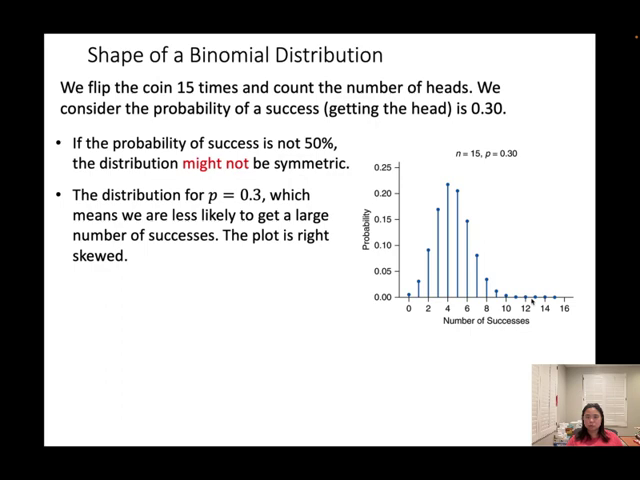So this is not the symmetric one. For the distribution with p equal to 0.3, we are less likely to get a large number of successes. That's why it is skewed. If p is not 0.5, it won't be symmetric anymore. That would be skewed.